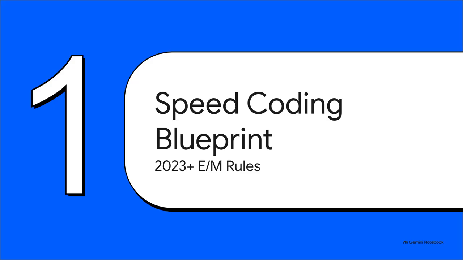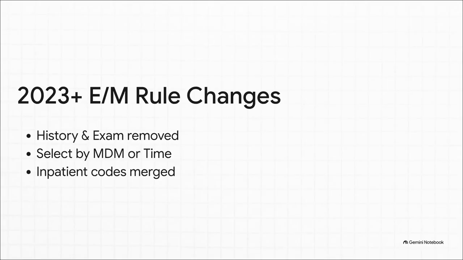Let's kick things off with Section 1, the E/M Speed Coding Blueprint. Listen up, coders, because this is a major shift for your practice tests. Thanks to the 2023 guideline updates, you can officially stop wasting exam time calculating history and exam elements. They only support medical necessity now. Instead, your code selection for outpatient services is based entirely on either medical decision-making or the total time spent on the date of service. You should also keep in mind that observation and inpatient codes are now merged, and those old prolonged service codes are completely gone.